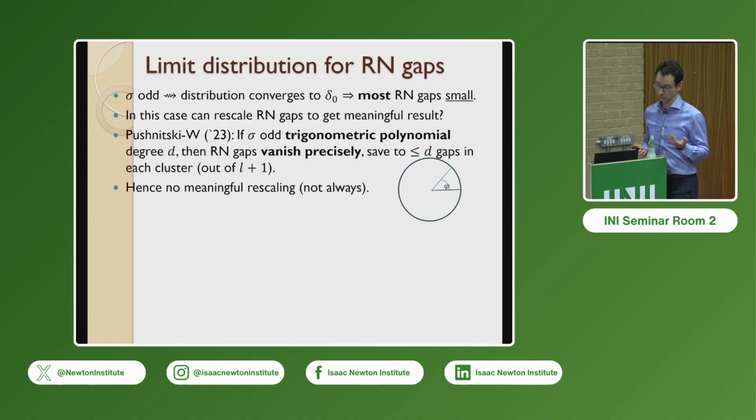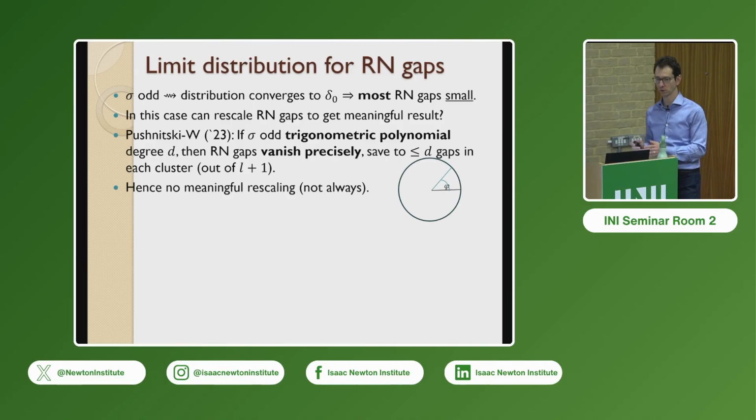And somewhat surprisingly, the answer is not always, at least. Okay, so the simple answer we give is no. Why is that? So sigma is an odd function. For example, we can take sigma as an odd trigonometric polynomial on the equator as a function of phi. This is the angular variable.